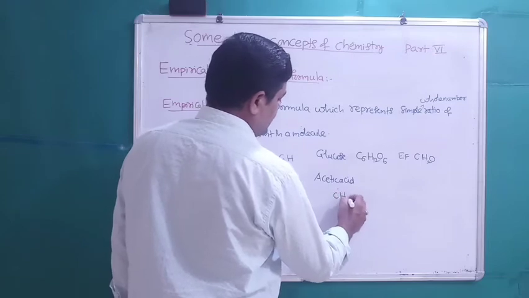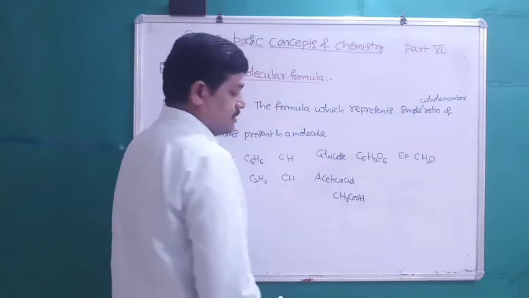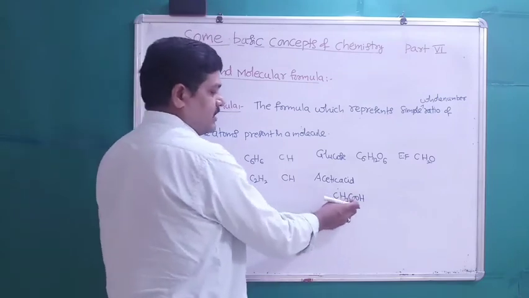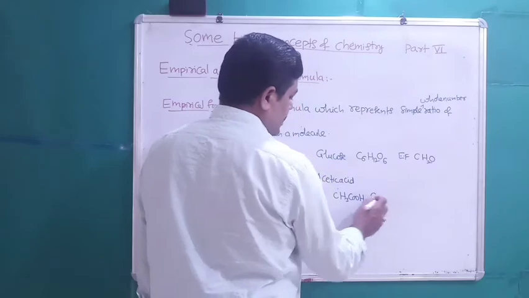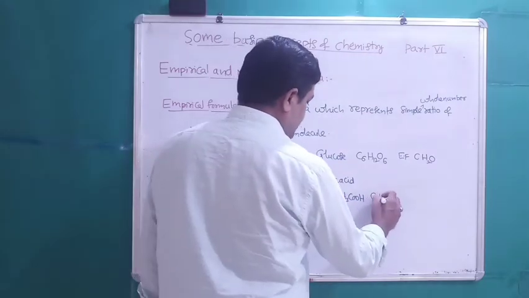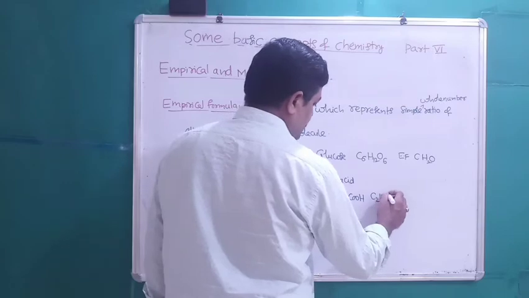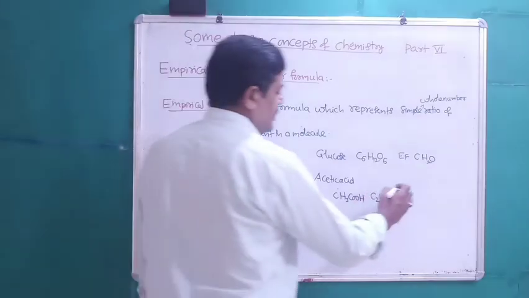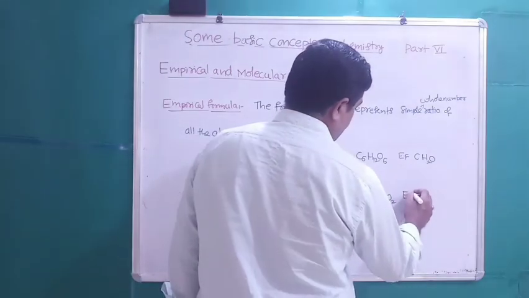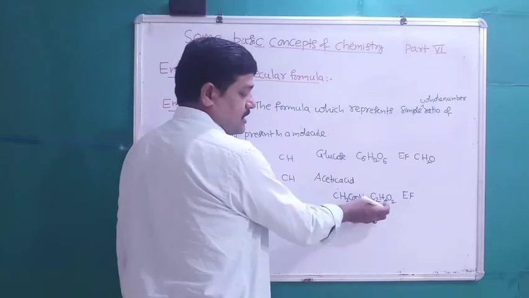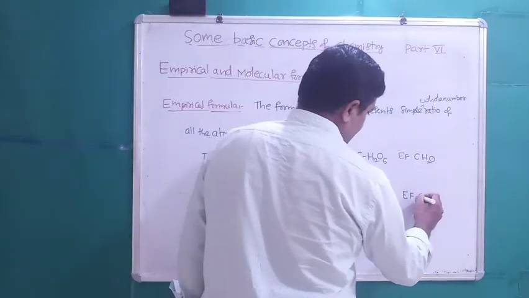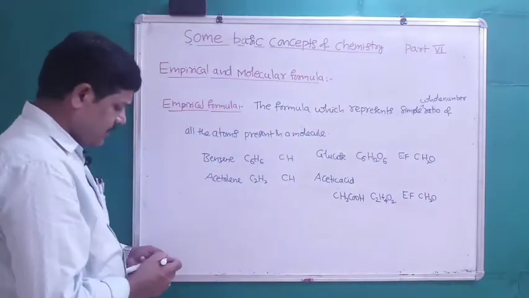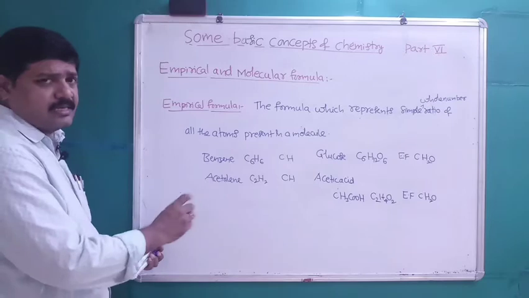Let us take acetic acid, molecular formula CH3COOH. Condensed form of the formula we can write as C2H4O2. Carbon atoms are 2, hydrogen atoms are 3 plus 1, 4, oxygen atoms are 2, right? Then the empirical formula, the simplest ratio of atoms present in the molecule, we are getting as CH2O. Okay, the empirical formula of glucose and acetic acid is the same.